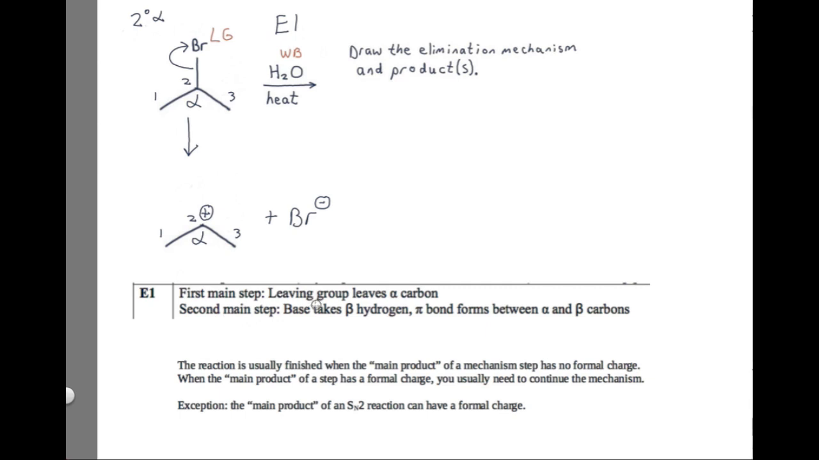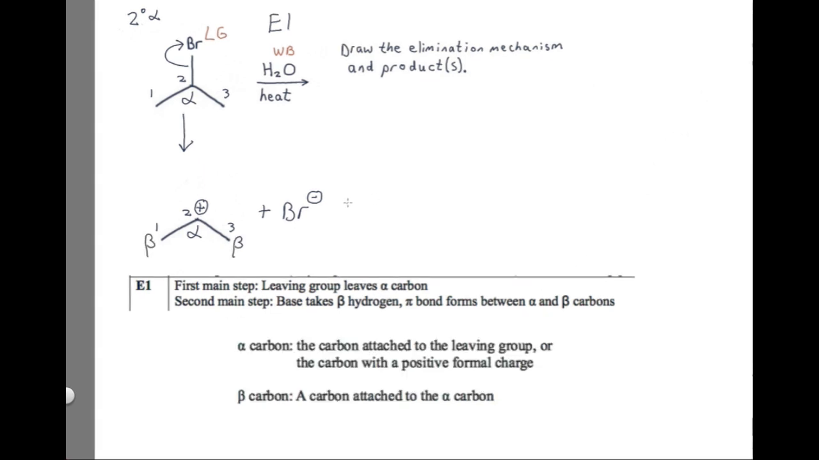Well, here's what happens in the second step for E1. Base takes the beta hydrogen and a pi bond forms between alpha and beta carbons. So you can see that at this point it's useful to continue to label the alpha carbon, and we should also now start to label the beta carbon. I'm going to continue to label this carbon as the alpha carbon because it meets this definition. It's the carbon with a positive formal charge.